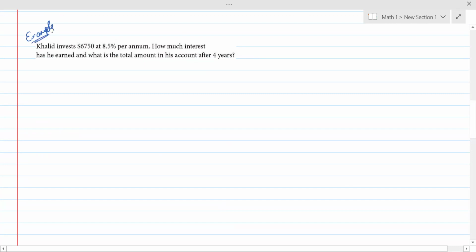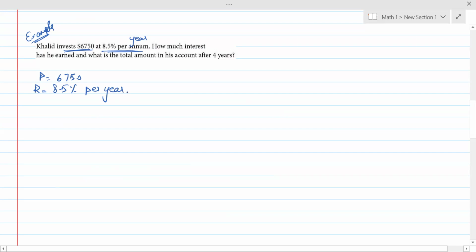It says Khalid invests. Again, it's about investment. So principal in this case is 6750 at 8.5% per annum. Per annum is just another term for per year. We have the rate here as 8.5% per year. Either I say per year or per annum, they both mean the same thing.